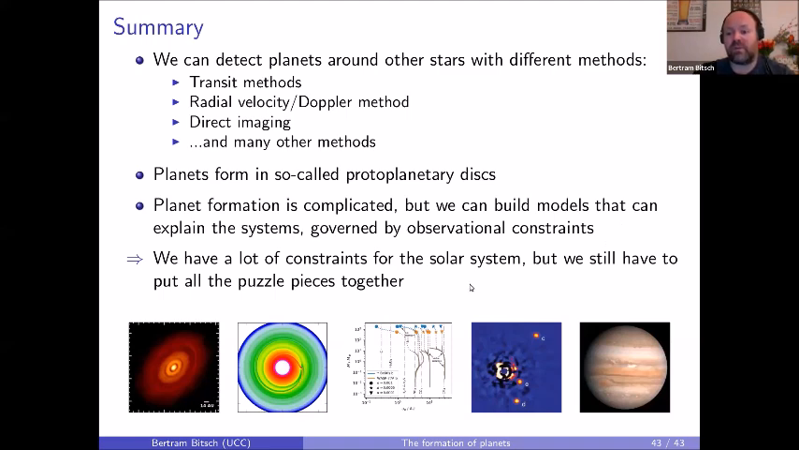For the solar system, of course, we have a lot more constraints than for the exoplanetary systems, because for the exoplanet systems, for example, we don't really know what is the water content on these planets, but we know this, of course, very well for Earth. So we have more constraints from the solar system, but we still need to put all these pieces together to really understand the formation of the solar system.